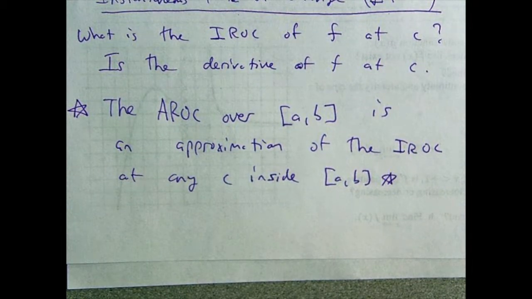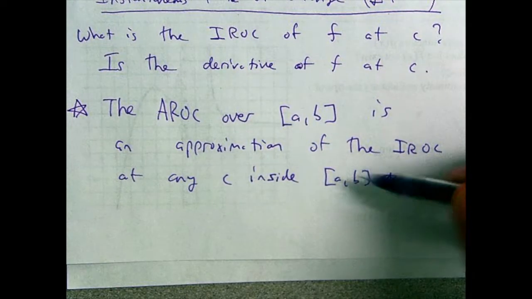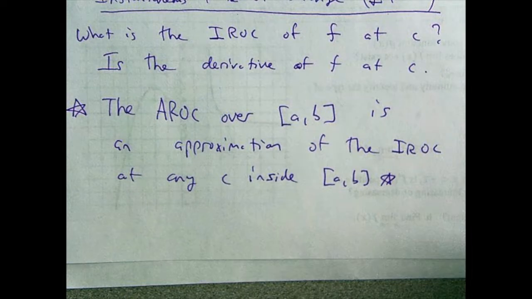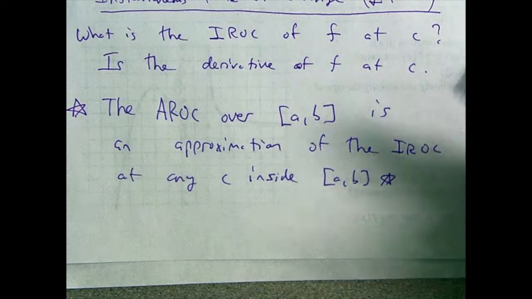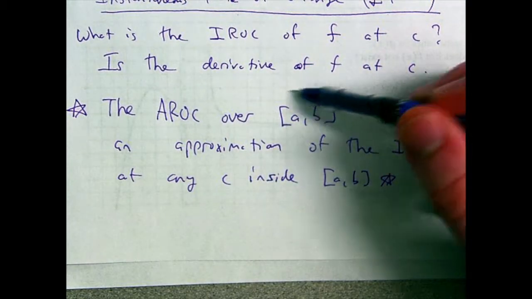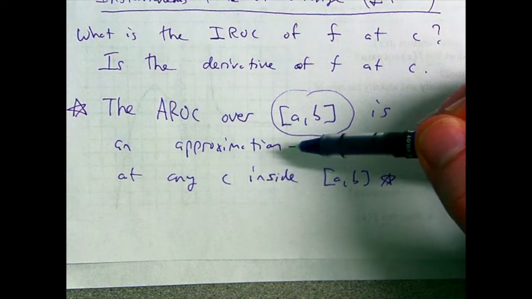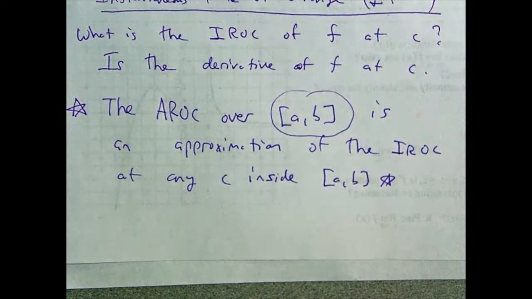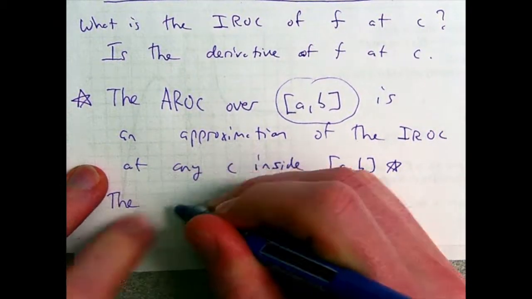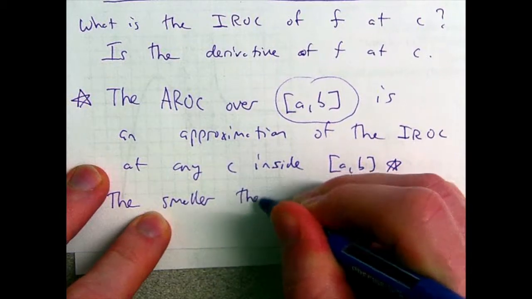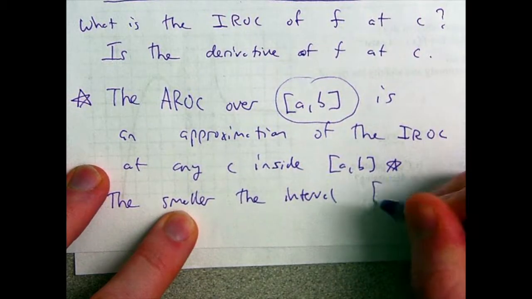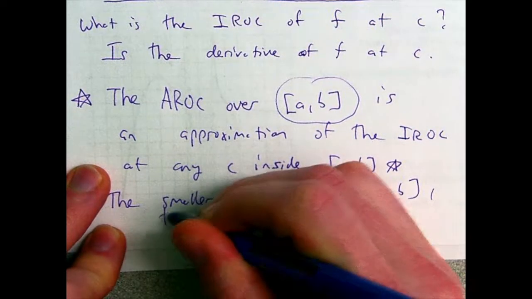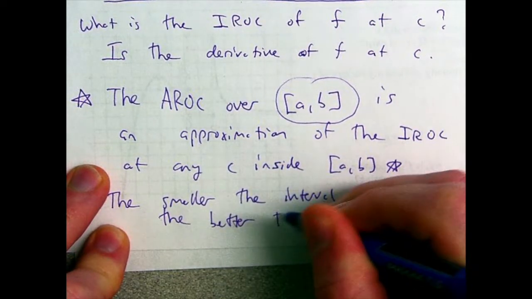So what am I saying? I'm saying you've got some interval, a to b. Pick any point you like, c, inside that interval. And suppose you want to know the instantaneous rate of change at that point. It turns out that if you compute the average rate of change over the entire interval, that will be an approximation of the instantaneous rate of change at the point. And further, the smaller the interval AB is, the better the approximation.